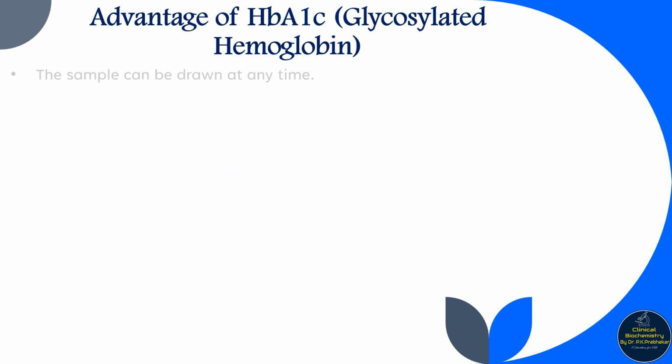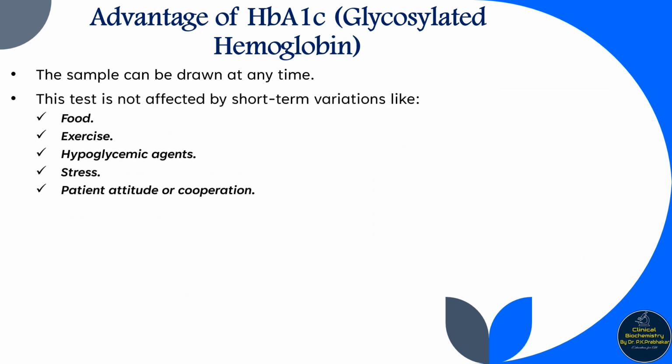What are the advantages of glycosylated hemoglobin? Why do we use this as a test for diabetes? In this case, the first thing is that the sample can be drawn at any time of day. It does not require only a morning sample, or an afternoon sample, or a fasting sample. So you can take the sample at any time. This test is not affected by short-term variations, like if the person has taken a diet or food or anything.